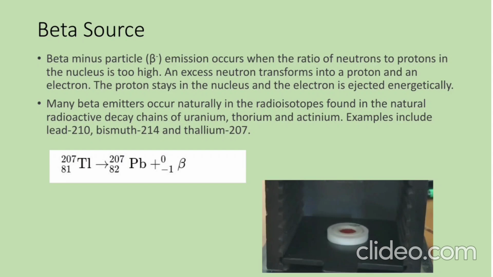Many beta emitters occur naturally in the radioisotopes which are found in natural radioactive decay chains of uranium, thorium and actinium. The examples include lead-210, bismuth-214 and thallium-207. You have the reaction of thallium-207 which decays into plumbum-207, that is lead, and one electron. This is the picture of a beta source.